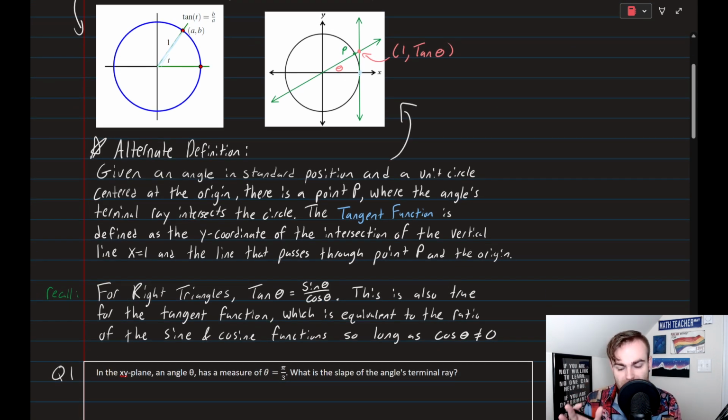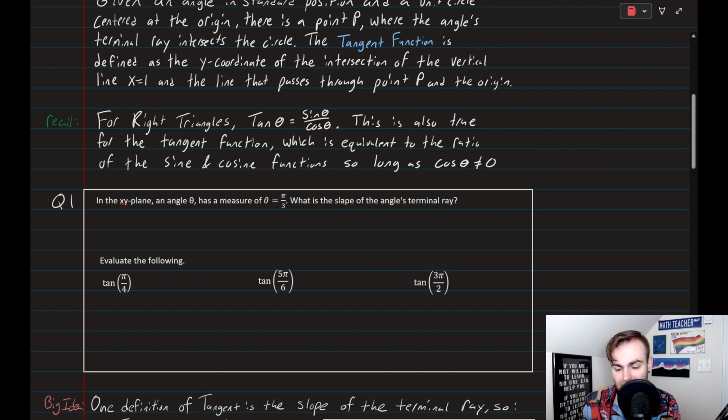Let's just recall for a second that in right triangles, we said that the tangent could also be found with whatever the sine was divided by whatever the cosine was, and that still holds true now with the function interpretation and not just the right triangle trig interpretation. So we got a couple of questions here, and let's try our best to answer them.